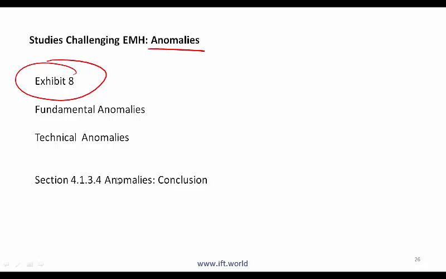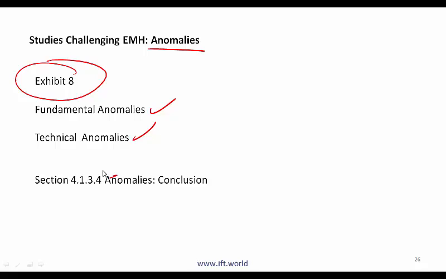So for the curriculum, here I'll just make two or three large points because I don't think you need to actually get into the details of all these anomalies. Broadly speaking, you have two types of anomalies, fundamental and technical. What do you think these mean? So a fundamental anomaly shows that markets are not semi-strong form efficient. So you can actually make money based on superior fundamental analysis.